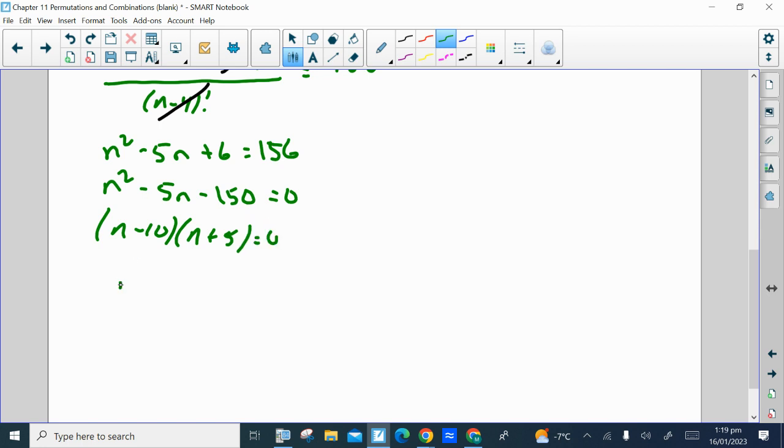We factor it, and the only possible answer is the positive root. Sorry, that's not right factors. It should be n minus 15, n plus 10. N minus 15, n plus 10, which gives us n equaling 15. Okay?